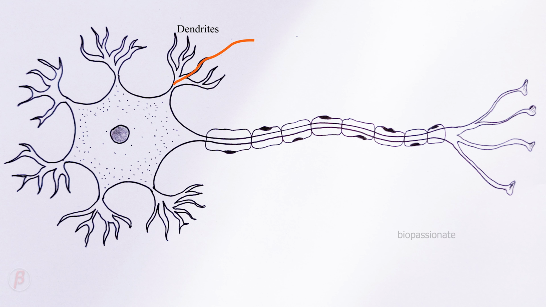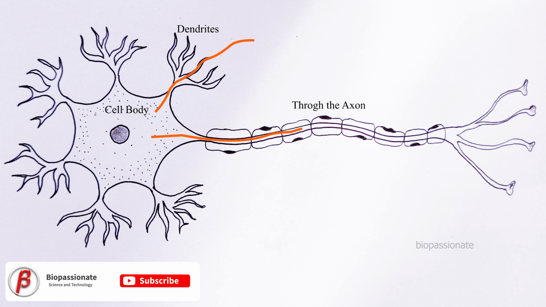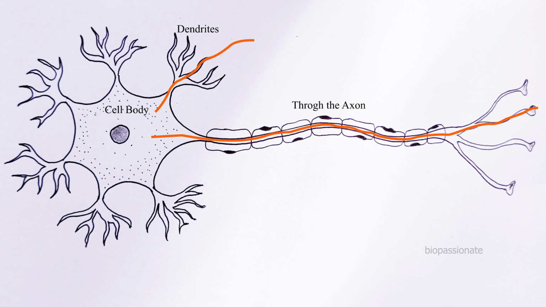Dendrites transmit impulses towards the cell body. The axon transmit nerve impulses away from the cell body to a synapse or to a neuromuscular junction. Terminal synaptic knobs possess synaptic vesicles containing chemicals called neurotransmitters.